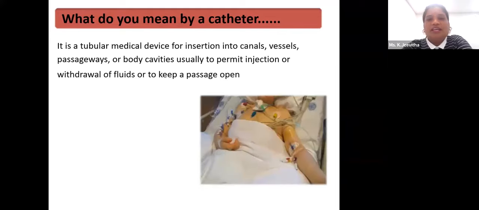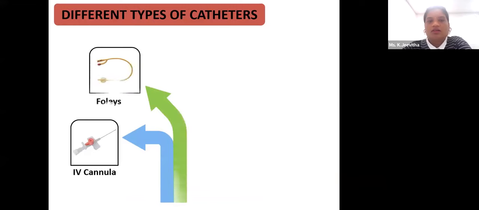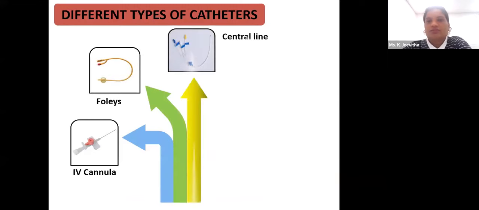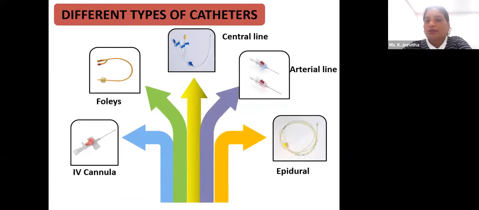It's okay. So the catheters and the tubes are different. Catheters are hollow in shape, and are inserted into the vessels or into the body cavities, mainly to administer different types of medications. The catheters are divided into IV cannula, Foley's catheter, central line, arterial line, and epidural catheter. These are all the catheters. Mainly the catheters are helpful to administer medication.